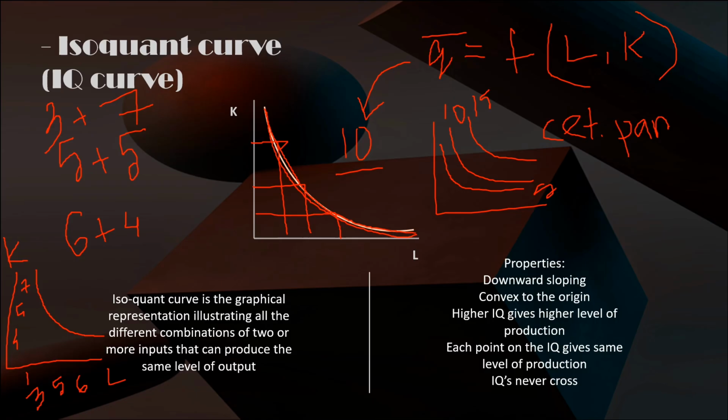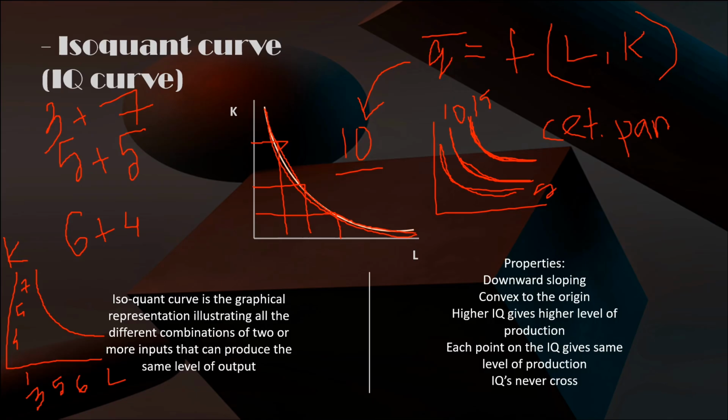But it's important to remember that in the same IQ, in the same Isoquant curve, the level of production remains the same. That is, for this, the level of production for each point on that curve is 15. For each point on this curve, the level of production is 10. And for each point on this curve, the level of production is 5. And that is exactly what our fourth point describes: that each point on the IQ gives the same level of production.